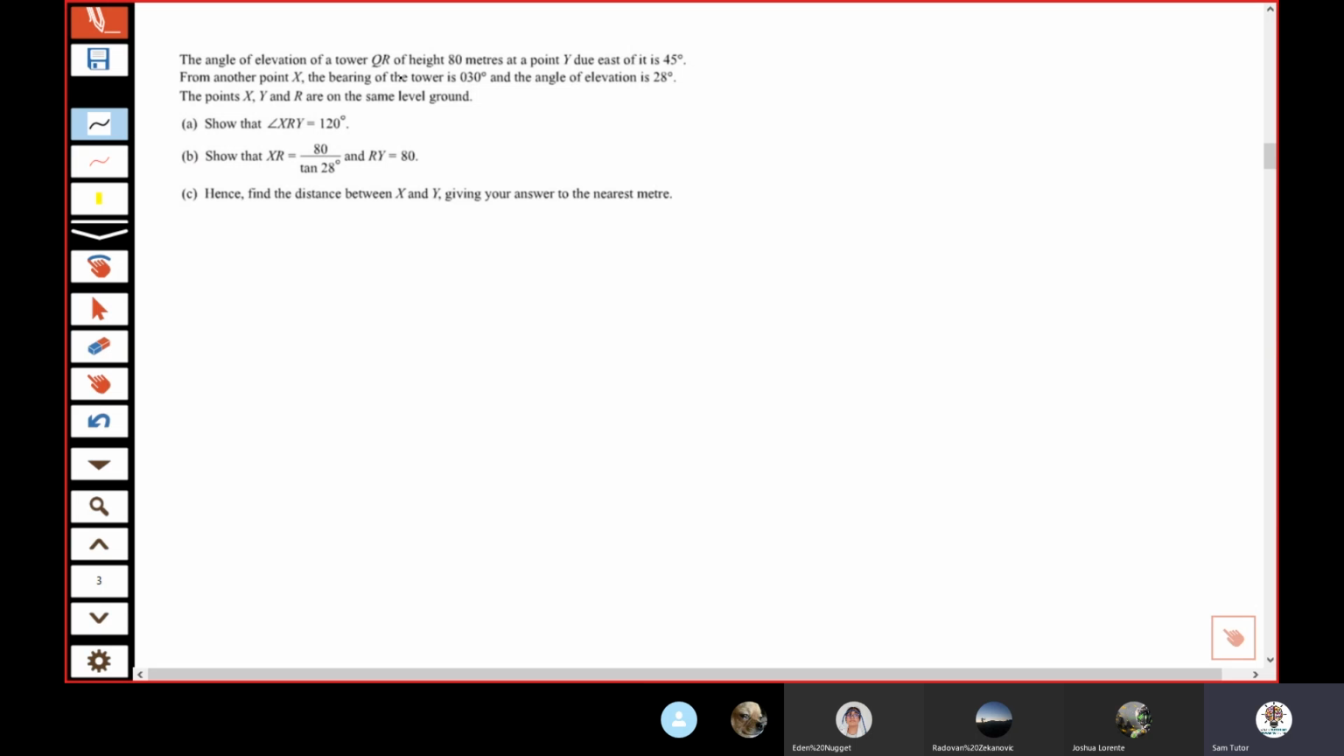All right, you guys. The angle of elevation of a tower, QR. R was on the ground. Q's on the top.